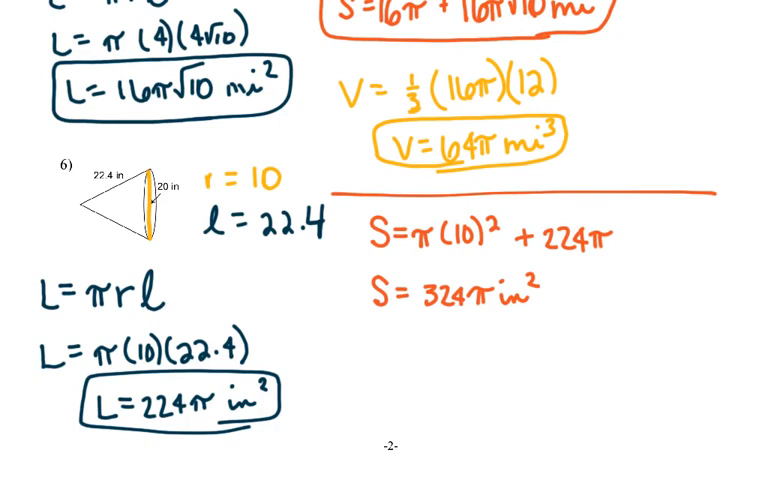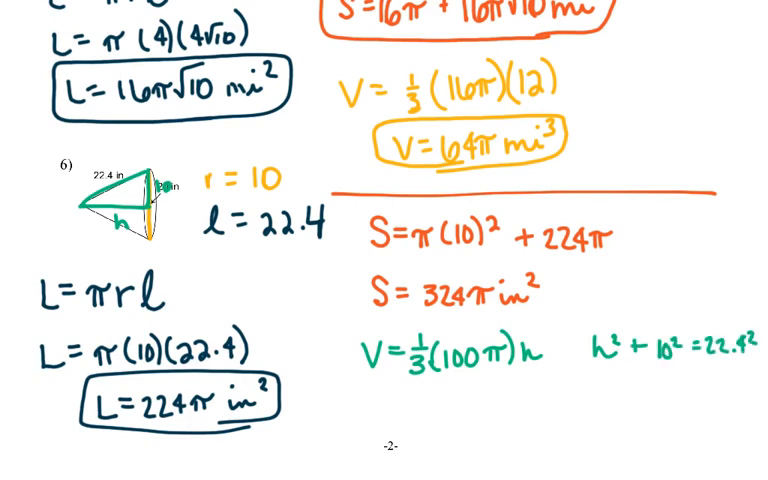And then finally we need to do our volume, which is 1/3 times the area of the base. Sorry, that's 100 pi, times the height. And here's where we have to do a little bit of work. We don't have our height. So again, we're going to use Pythagorean theorem. Our height is here. Our radius is 10. And we need to use a slant height of 22.4. So we're going to do h squared plus 10 squared equals 22.4 squared.